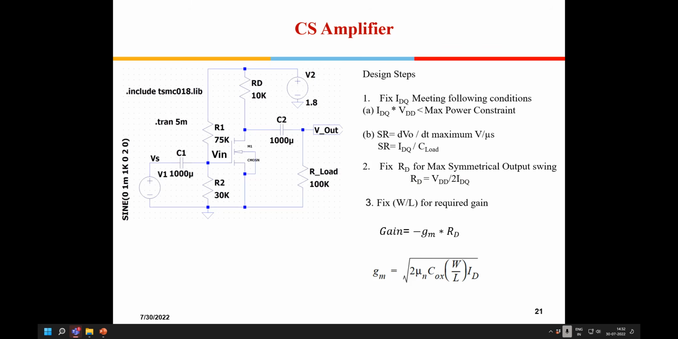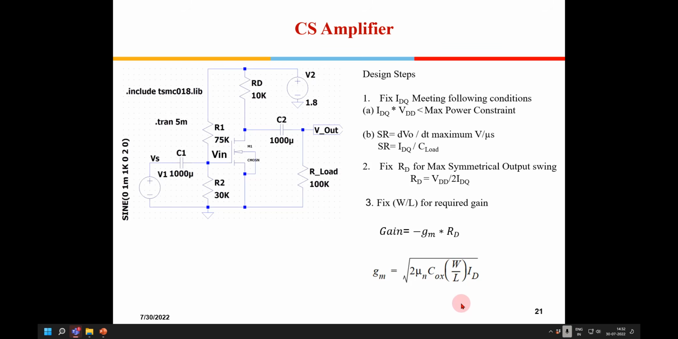Yes, sir. Now I fix the value of RD. Now let me go back. What about this transistor? Now I know gain is minus GM into RD. RD has got fixed, right? Gain will again be given by the user. He says I want a gain of 14, or I want a gain of 15, whatever he says. So now this is the GM equation. Here ID is fixed. Now W by L, will it get fixed now?